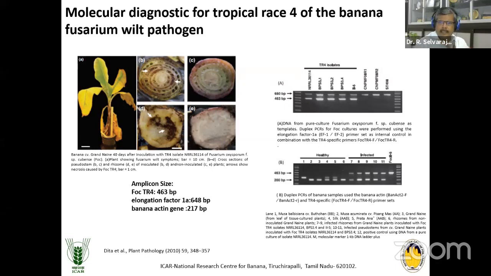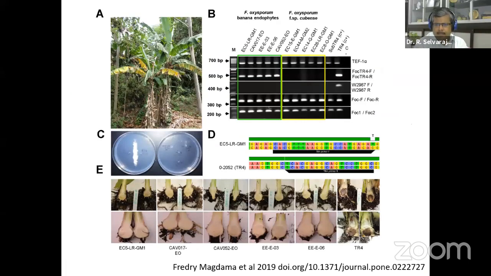This technique detects only tropical race 4 exclusively, so it can distinguish between race 1 and race 4. But a recent paper says that when they tested all 4 primers available in the publications, this is elongation factor 1 alpha, then specific TR4 also, it was detecting the non-pathogenic Fusarium banana endophytes also. So non-specific positives, false positives, were coming.